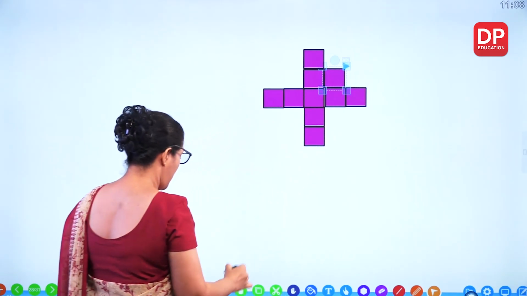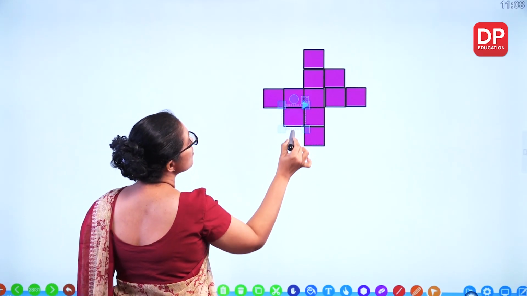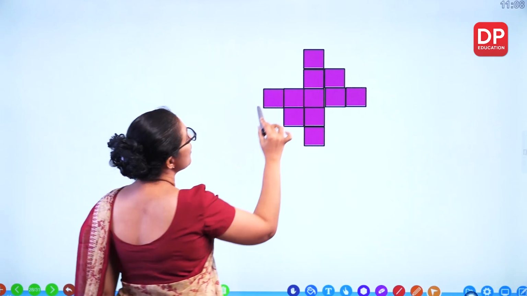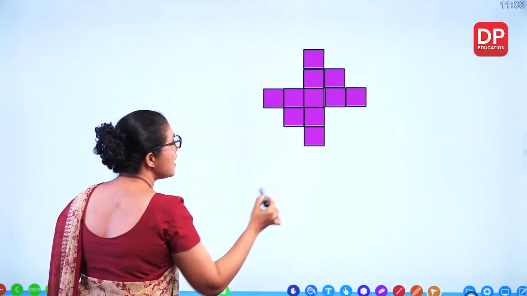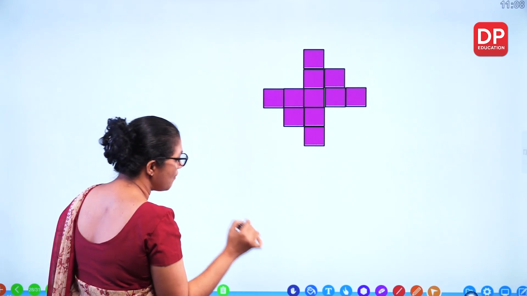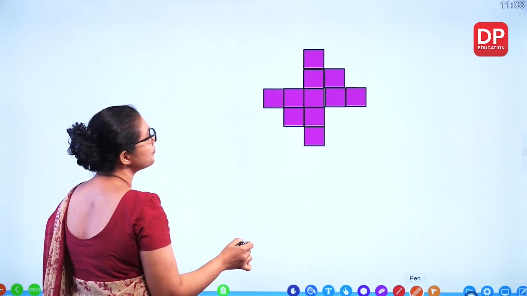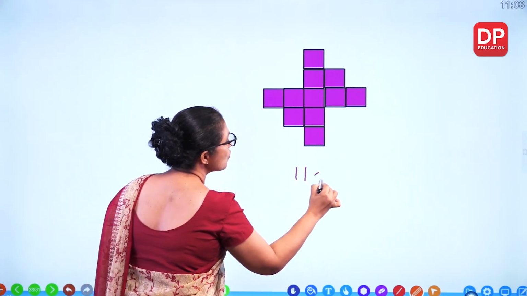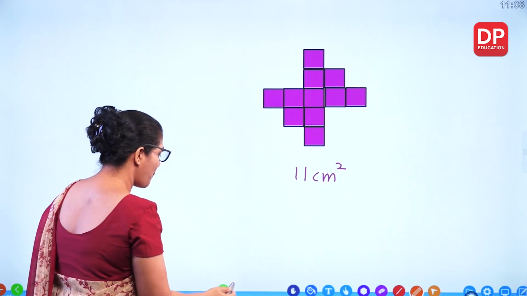Three, four, five, six, seven, eight, nine, 10, and another one, 11, something like this. So what's the area? 1, 2, 3, 4, 5, 6, 7, 8, 9, 10, 11. 11 squares I used. So what's the area? 11 square centimeters.